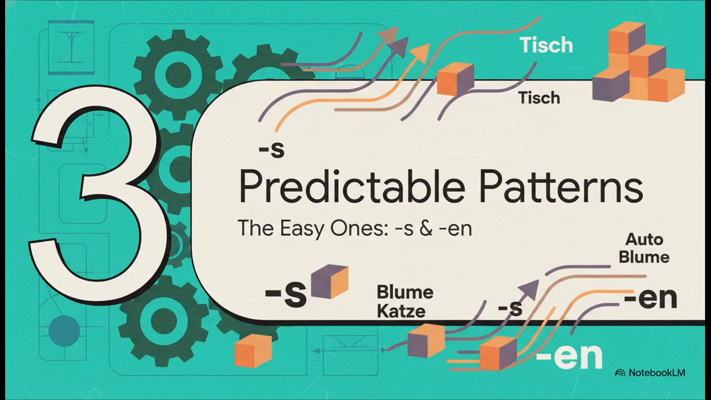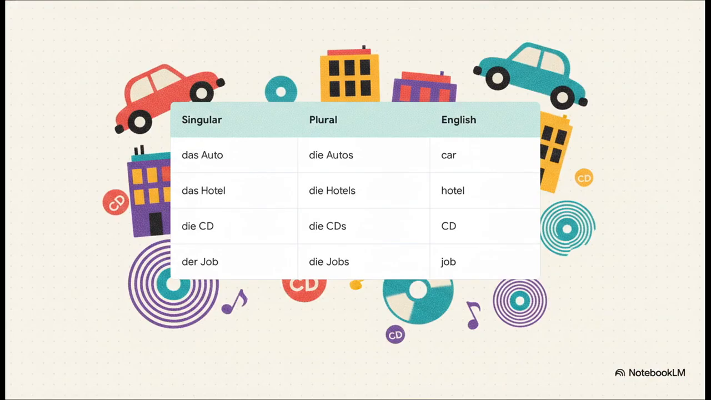Ready to put these keys to use? Let's start with the 2 most predictable and, frankly, reliable patterns. These are the easy wins that are going to help build your confidence right away. First up, our old friend, the S plural. This one is like a little gift to English speakers, isn't it? It's the go-to ending for most words that German borrowed from other languages, like Auto and Hotel, and also for abbreviations like CD. Seriously, if you see a foreign-sounding word, guessing S for the plural is a fantastic bet.